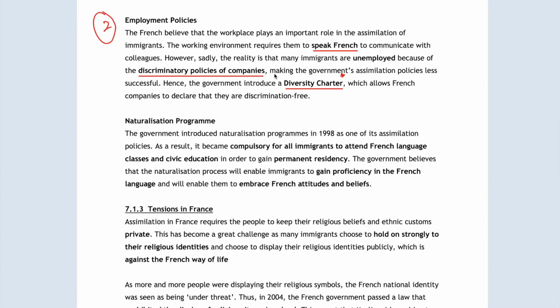And the last point I want to bring up is about naturalization. Now we learned about naturalization in unit 1 already. Essentially in France, it becomes compulsory for all immigrants to attend French language and civic education classes in order to gain PR. They believe that by inculcating them with French culture, French language, and basically all parts of being a French citizen when they come to this country, they will be able to embrace these French attitudes and beliefs at a much earlier point. So by the time they become PRs and fully fledged citizens, they will already be familiar with such a culture. That's the whole point of this naturalization program there.